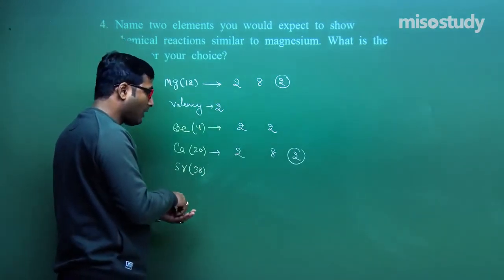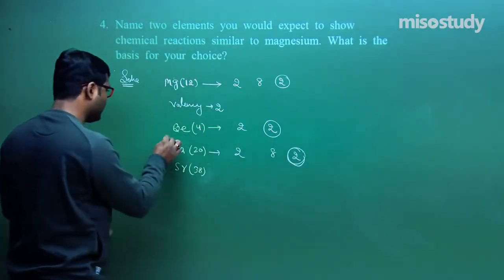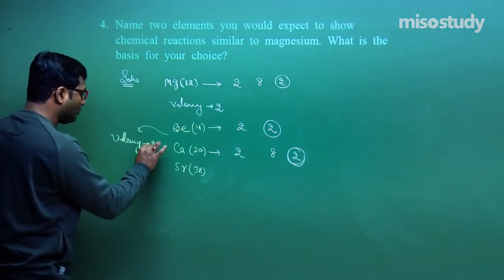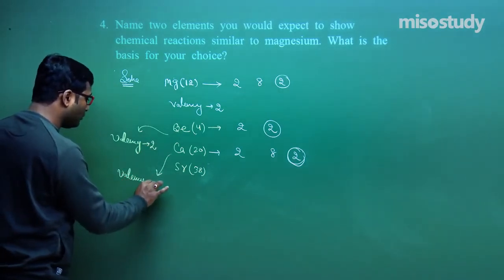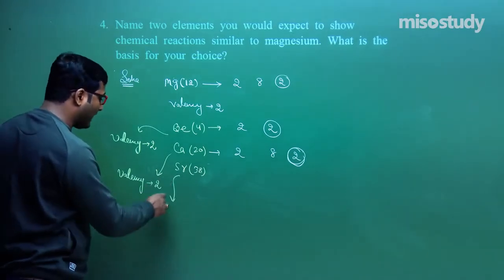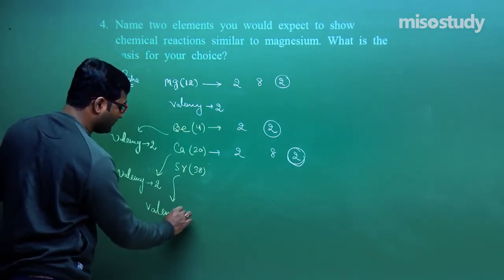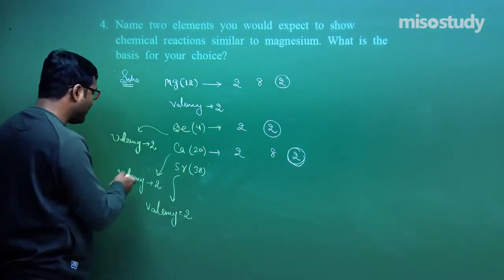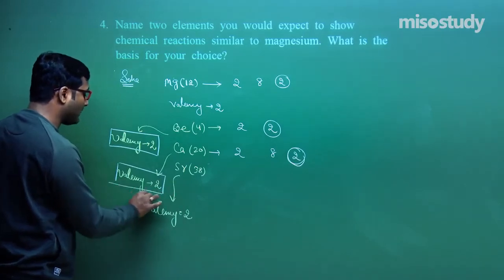Now what do we observe here? In the case of beryllium the valency is also 2. In the case of calcium the valency is also 2. In the case of strontium, what do we find? We find that strontium also has valency 2. Am I right? Yes, sir. If the valency is the same, that means they will have similar chemical properties.